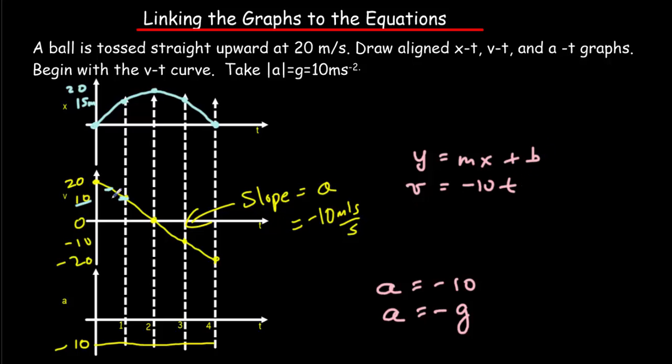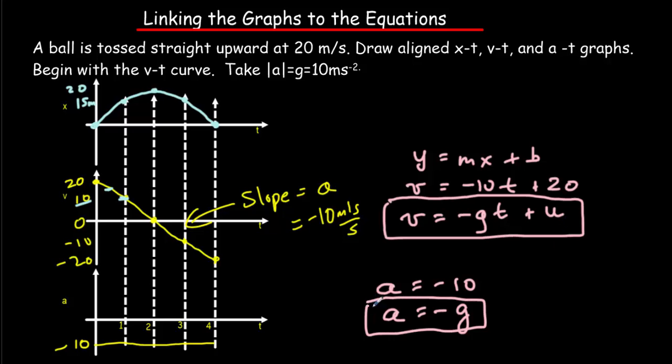And our y-intercept is 20. Or we can write that in more general terms. We could say that the velocity will be equal to -gt plus the initial velocity. And let's do the same thing for our parabola up here.